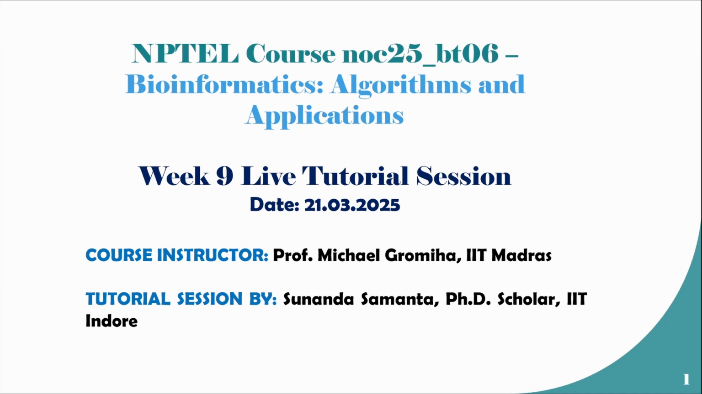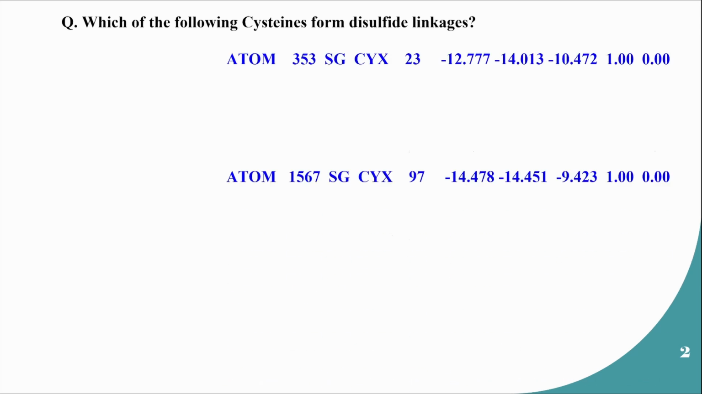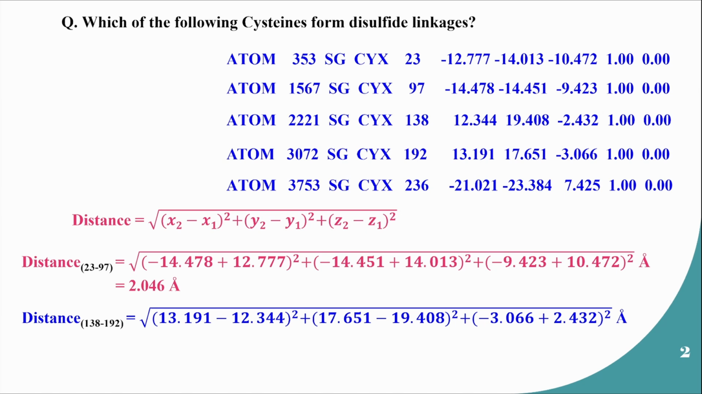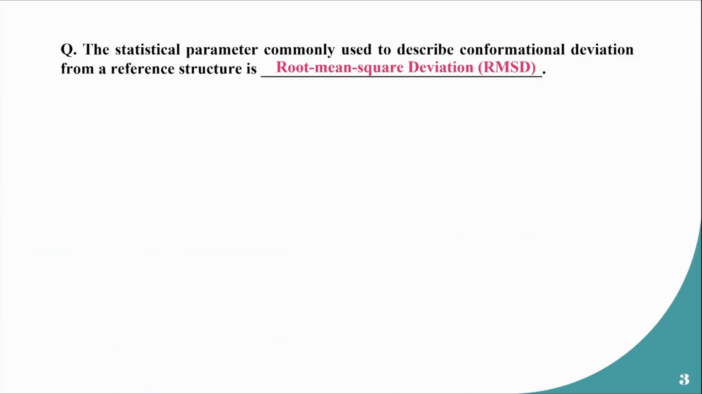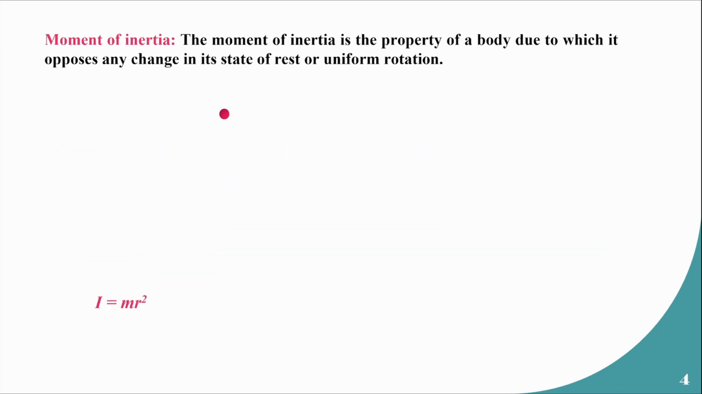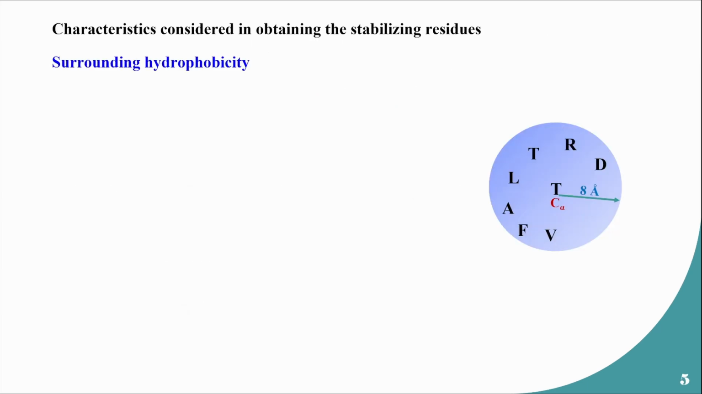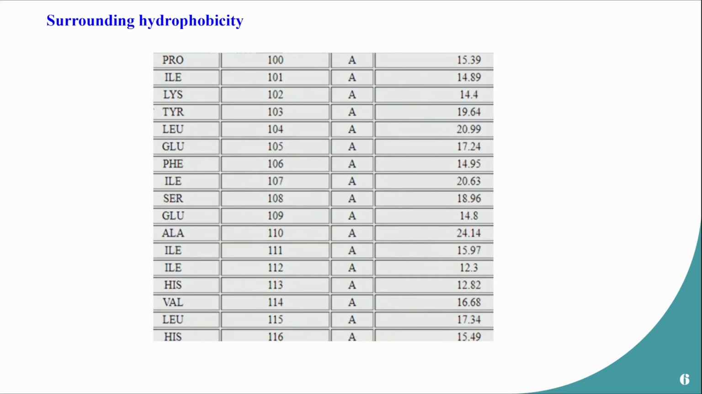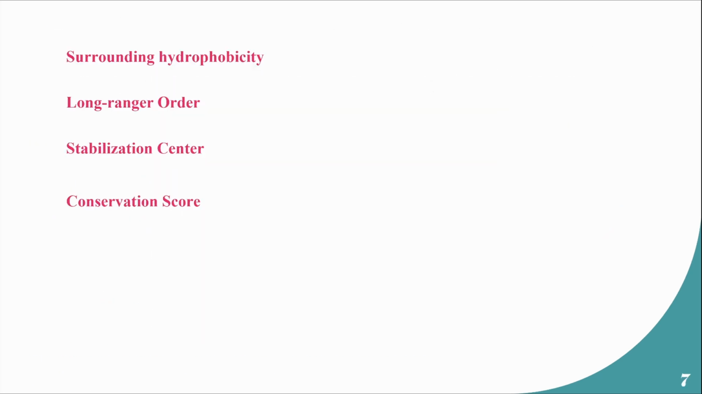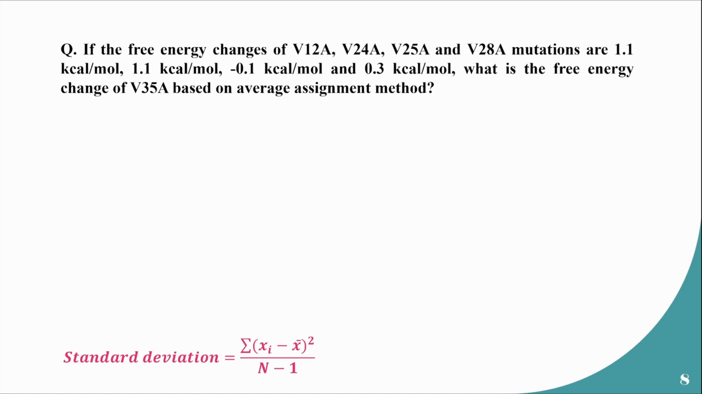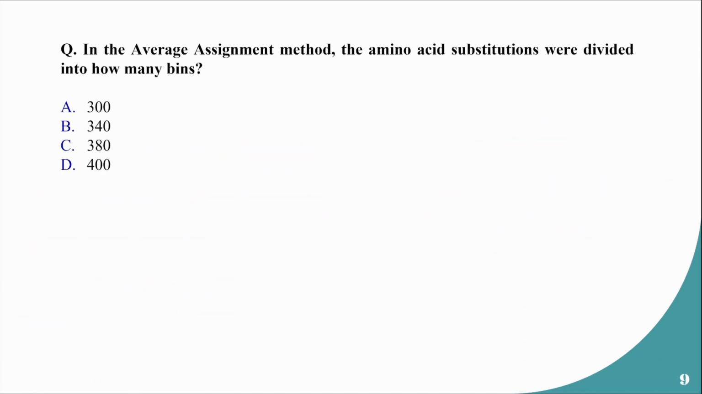Okay, so just for a quick recap, in the past few classes, we talked about calculating numeric distances, for example, using the coordinates from PDB files. Then we learned about several statistical parameters, for example, root mean square deviation, as well as radius of gyration, which can lend us insight into the structural deviation or the protein folding state via analyzing the compactness. Then we talked about hydrophobicity and several related concepts, for example, long range order, stabilization center, conservation score, and ultimately combining all of that to calculate certain free energy changes. We also did those things.